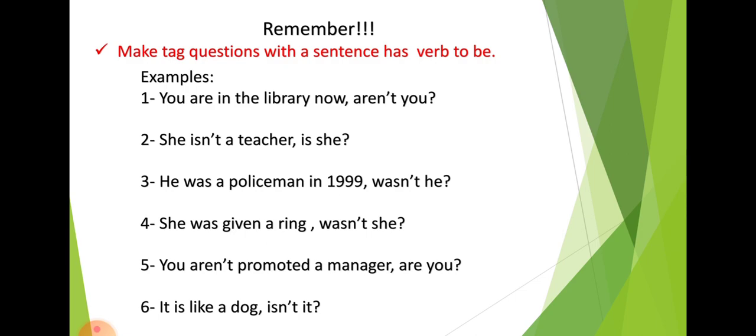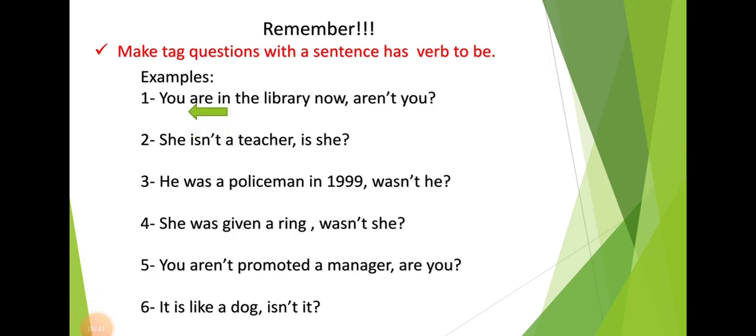Make tag questions with a sentence that has the verb to be. That is a very good point that everyone has to take into account, so that you are not confused anymore. Sentence 1. We are in the library now.